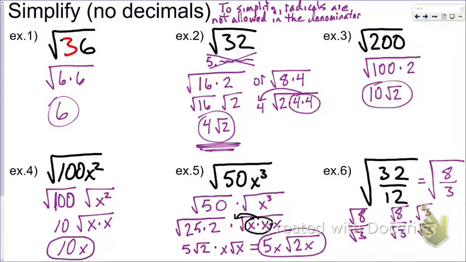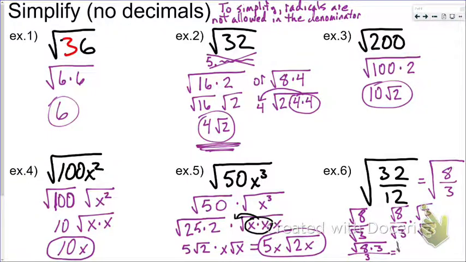So that becomes 8 times 3 all over 3. Let me rewrite that. It's barely off the page. Square root of 3 times square root of 3 is square root of 9. Square root of 9 is 3. All right, almost done with this guy.